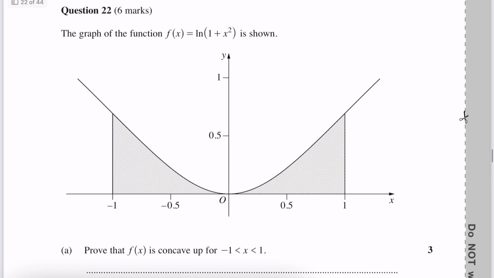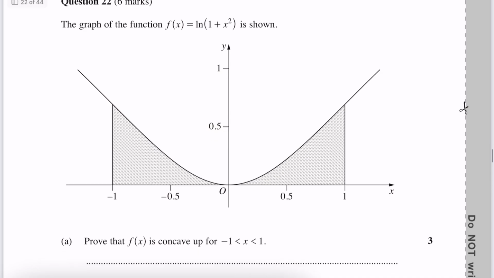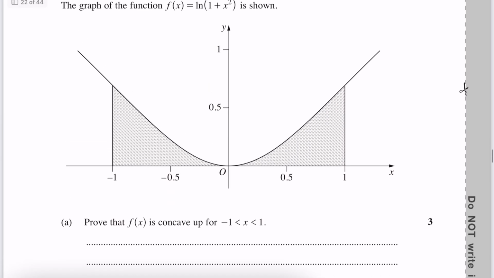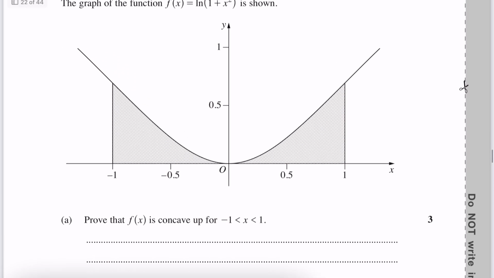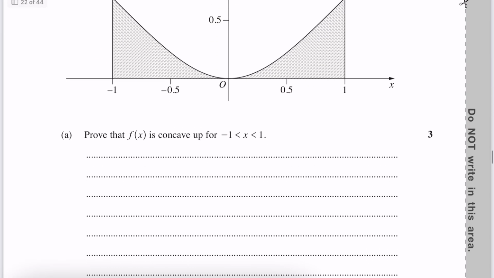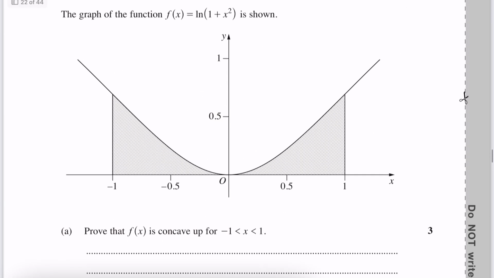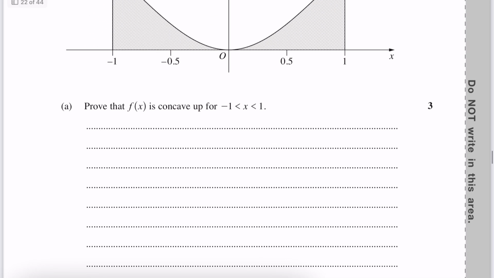Question 22 says the graph of the function f of x equals the natural log of 1 plus x squared is shown. And then they give us a graph. Prove that f of x is concave up for this range here, okay? So to prove that a graph is concave up or concave down, we need to look at the concavity, okay? And to look at the concavity, we need to derive, okay? So let's derive the graph.